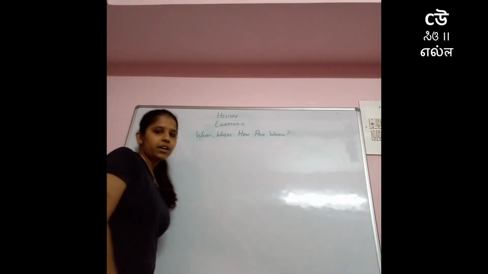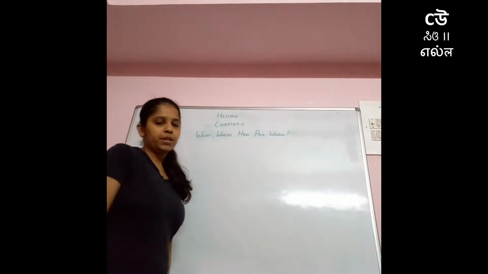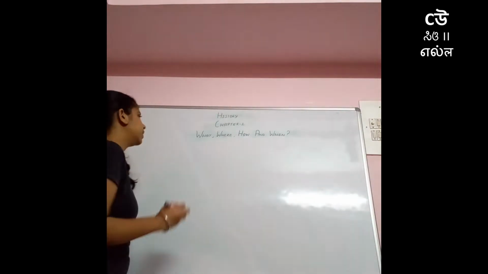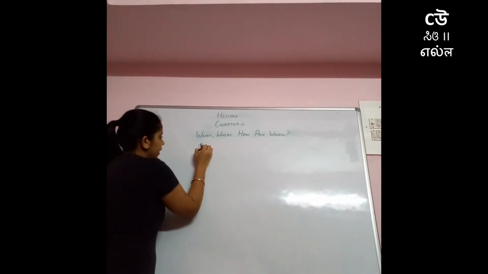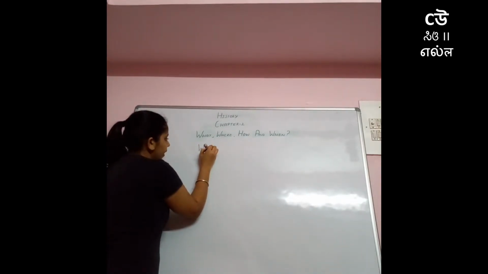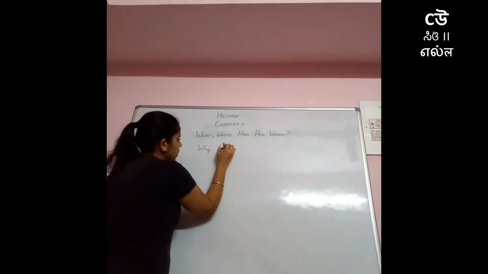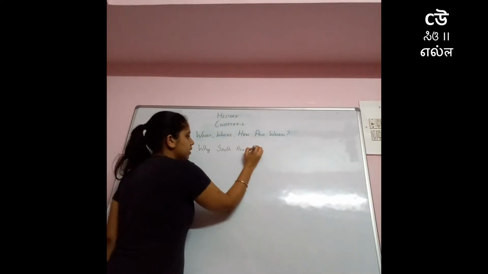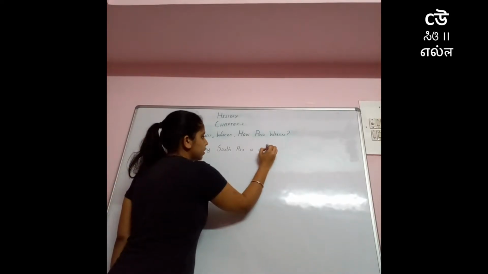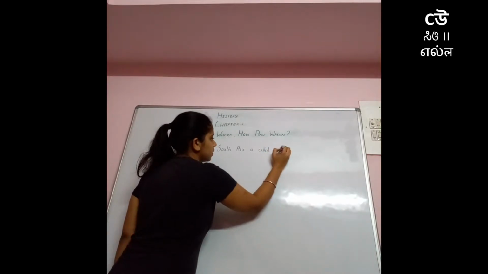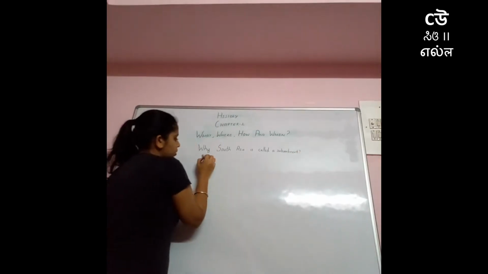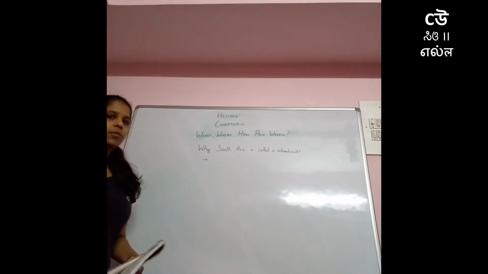So we located all the places where people used to live in the map. So it's a physical map of subcontinent. Now let us know why South Asia is called a subcontinent. Why South Asia is called a subcontinent?